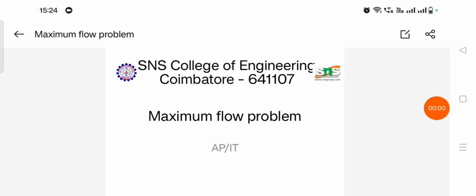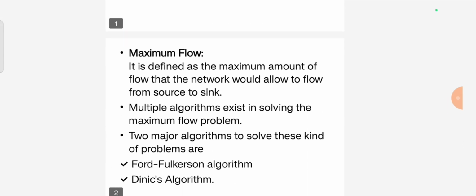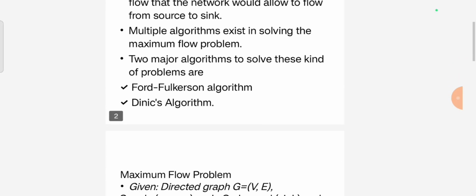Good morning all. Today we are going to see the maximum flow problem in design and analysis of algorithms. Maximum flow is defined as the maximum amount of flow that the network would allow to flow from source to sink. Multiple algorithms exist for solving the maximum flow problem. Two major algorithms are the Ford-Fulkerson algorithm and Dinic's algorithm.